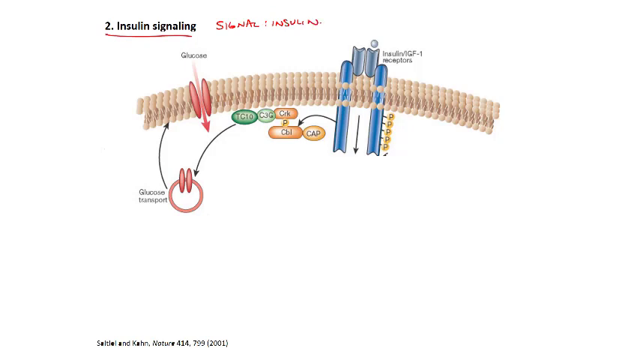So insulin is a hormone. It's actually a small protein. And what insulin is going to do is it's going to bind to its receptor, the insulin receptor. So the insulin binds to the insulin receptor. The insulin receptor is a different type of receptor than the beta 2 adrenergic receptor. So the insulin receptor is a type of receptor that's called a receptor tyrosine kinase.